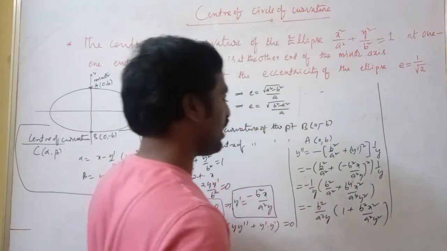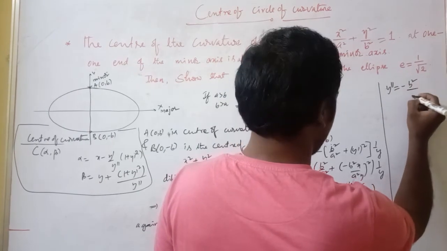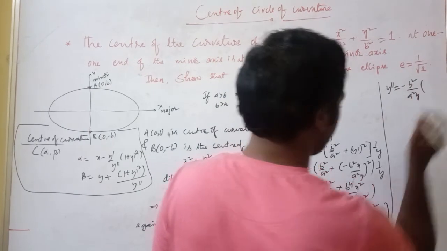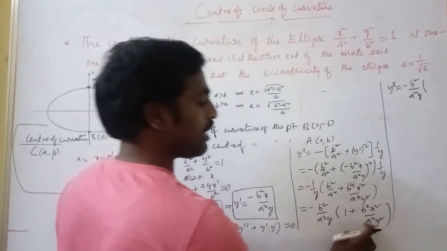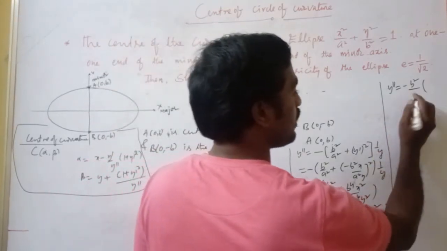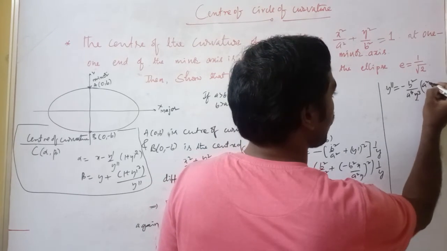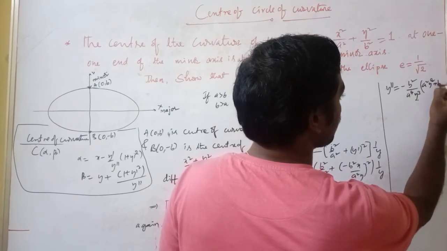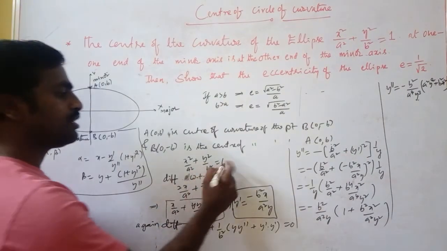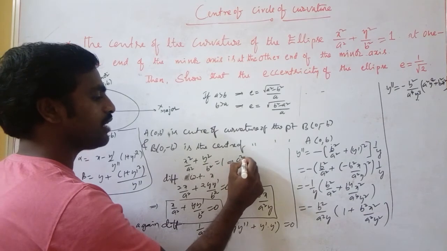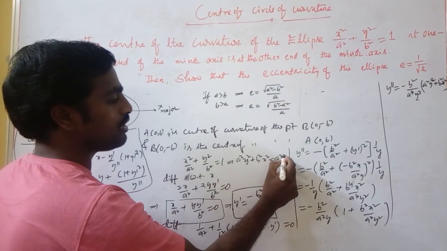After simplification, y double dash is equal to minus b square by a square y into, taking the LCM, a square y square, so a power 4 into y power 3. The next coefficient is a square y square plus b square x square. Now from the ellipse equation, we can write a square y square plus b square x square equal to a square b square.